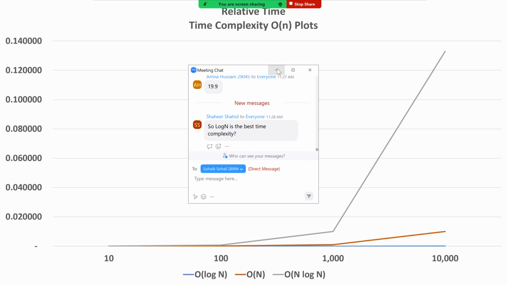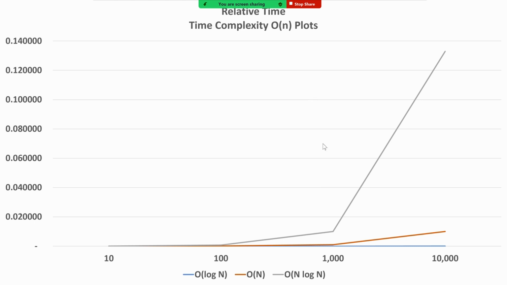What I want to show you is this plot, right? This is a plot of O of n. The orange line that you see here is O of n. The blue line is log n, and the gray line is n log n. Okay, make sense? I'm just establishing scale. So what does this plot show?